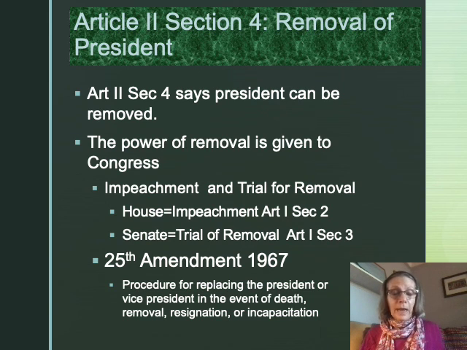And under the Donald Trump presidency, there was some concern about his mental capacity and whether or not he was mentally incapable of doing the job. There were some rumors that the 25th Amendment was going to be exercised, and it never was. But it's another aspect of what to do as it relates to the removal of the president.